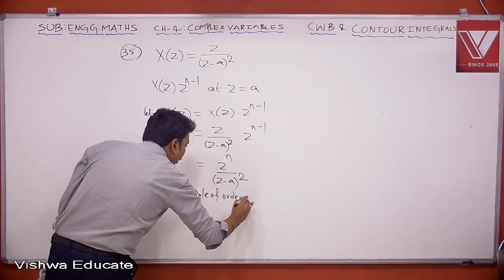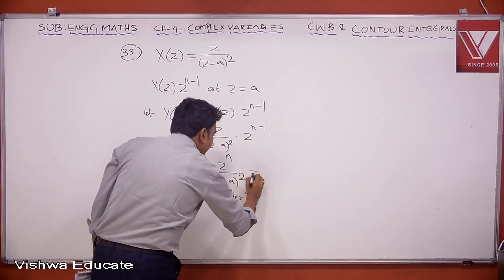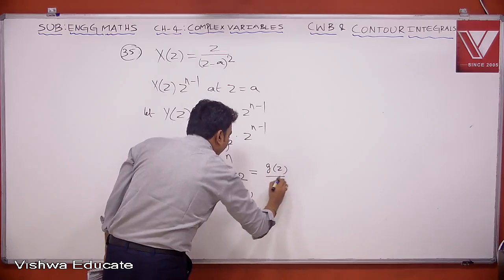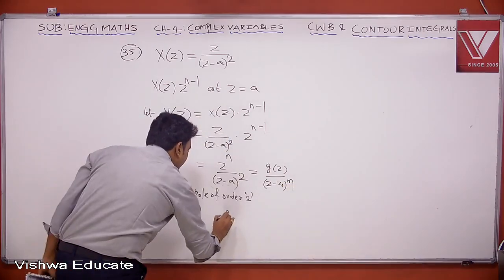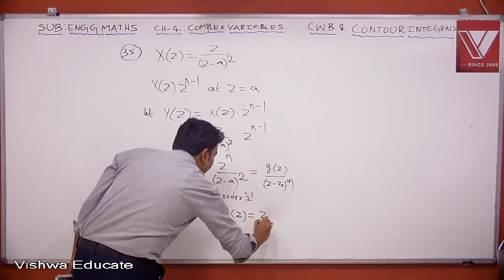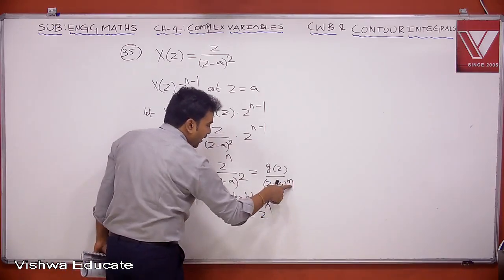A is a pole of order 2. Of course, it is in the form g of z by z minus z naught whole power m. Now, what is my g of z? G of z is z power n. So, here m is 2.